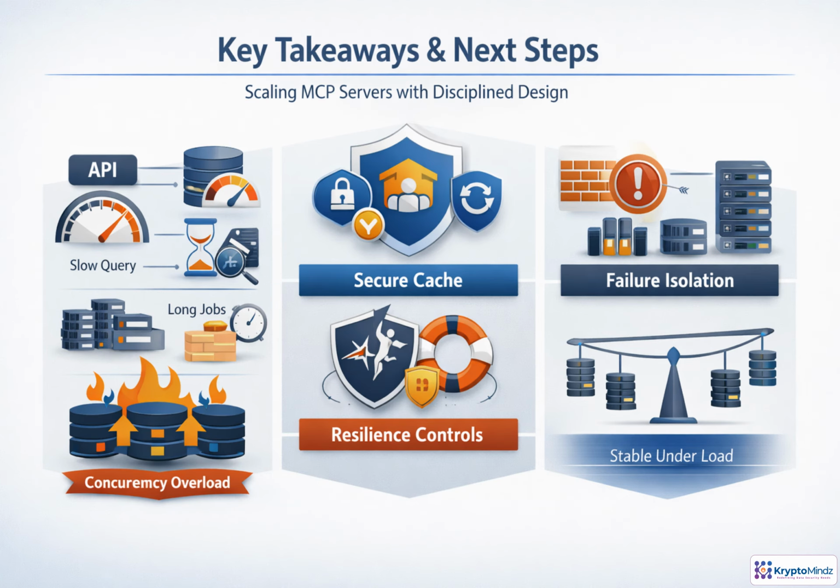Scaling MCP servers comes down to discipline. Measure real bottlenecks, bound expensive work, cache only when it is safe, and isolate failures before they spread. Most production problems are predictable, from slow APIs to saturated concurrency. Next, we'll apply the same mindset to versioning, governance, compliance, and incident readiness, so systems degrade gracefully instead of failing chaotically.